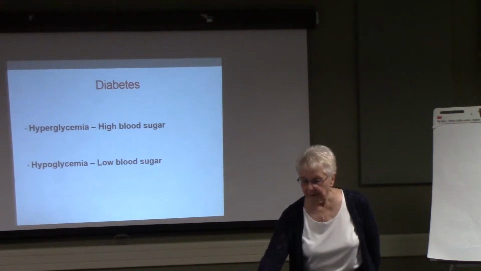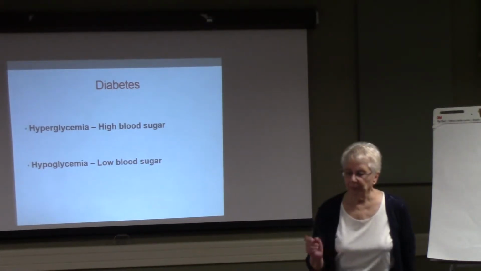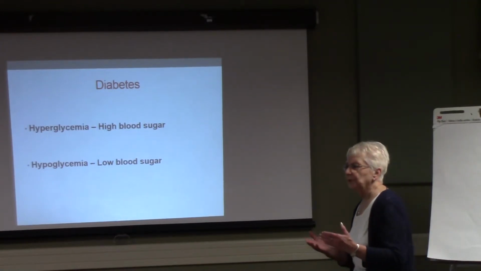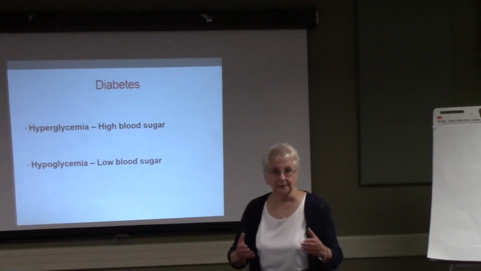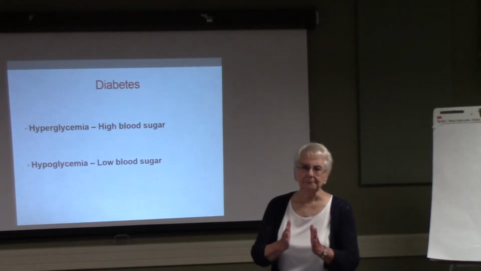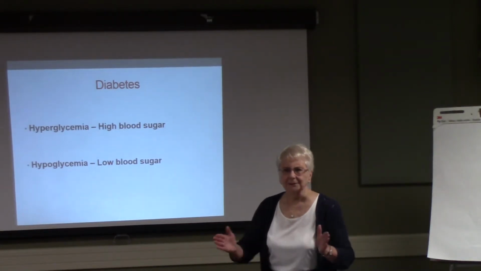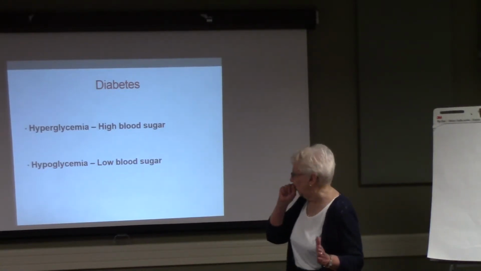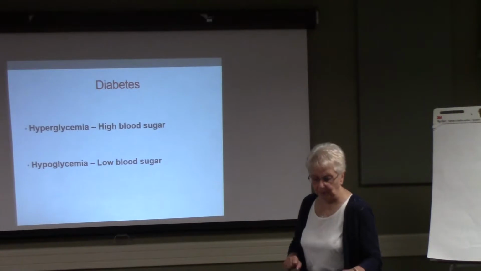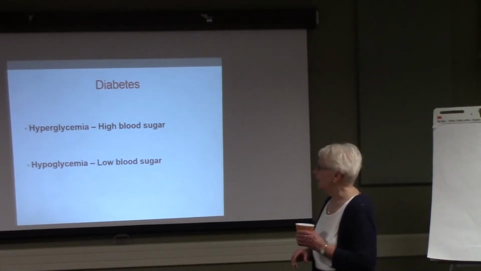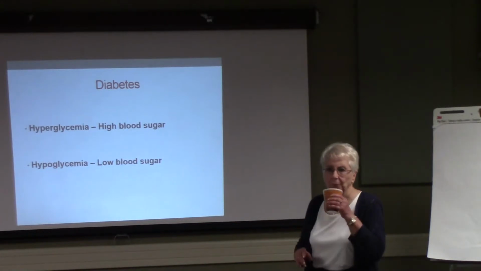Okay, let's talk about diabetes. Now, hyperglycemia is more of a chronic situation. We're not too concerned about that, other than we need to get them a plan to get their blood sugar down. It's not exactly a crisis situation. It's a chronic situation. But someone with hypoglycemia, as I mentioned, can die if their blood sugar drops below 40.